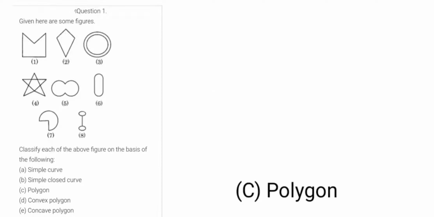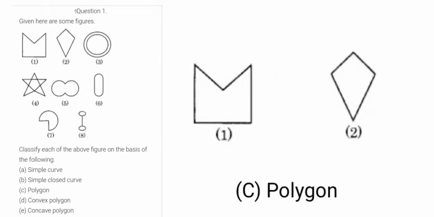Next is the polygon. What is a polygon? A simple closed curve made up of only line segments. So figures 1 and 2 are the examples of polygon.